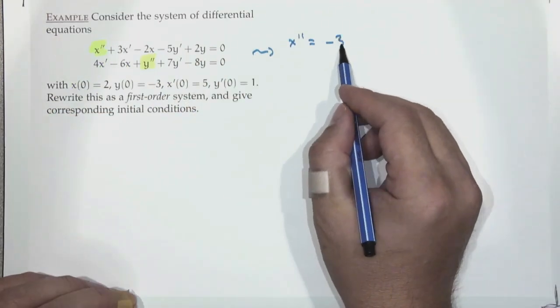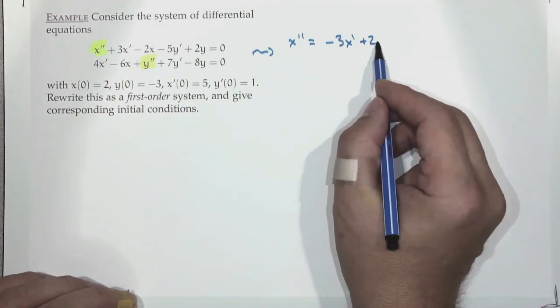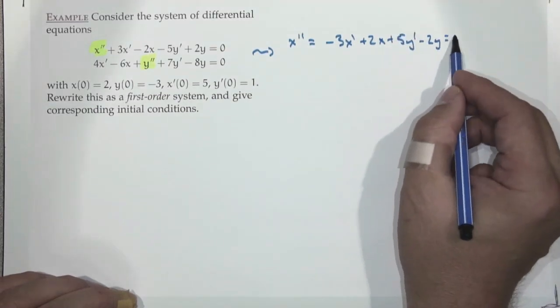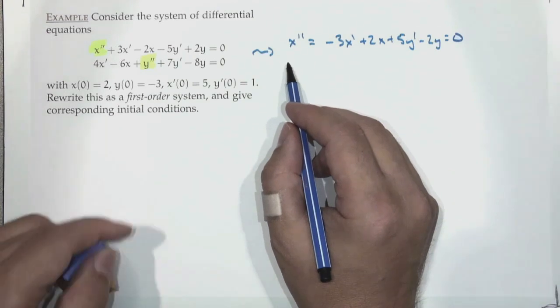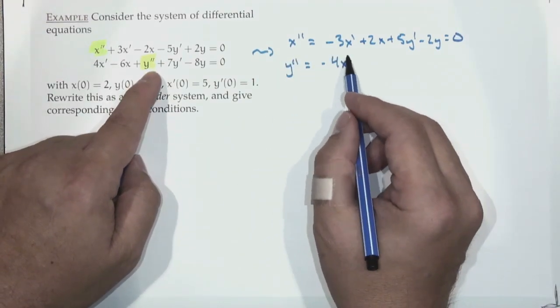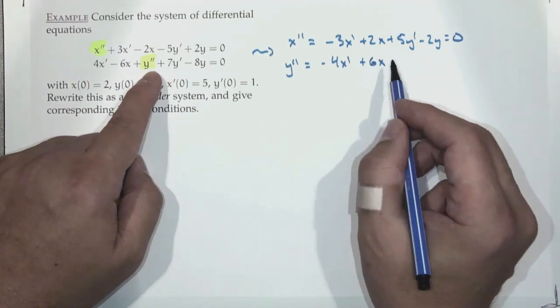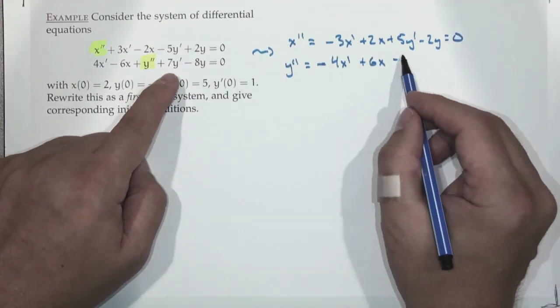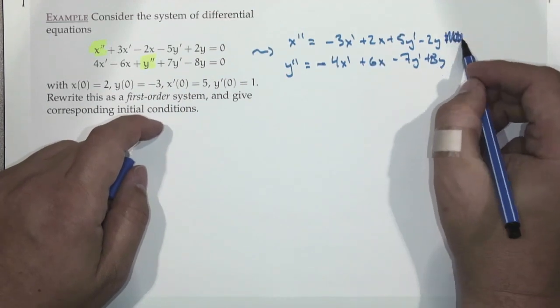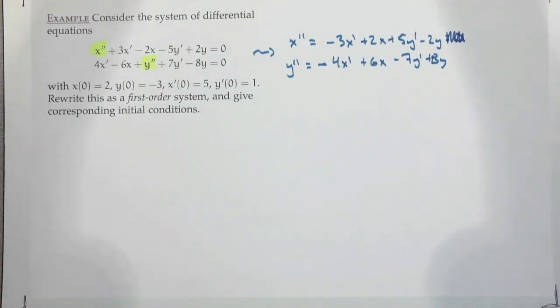So we have minus 3x prime plus 2x plus 5y prime minus 2y. And here, if we solved y double prime, well, that's minus 4x prime plus 6x minus 7y prime plus 8y. Whoops, there's no equals 0. Why did I put that equals 0? I was just so excited because I saw an equals 0. All right. So someone said introduce some variables. Yes.